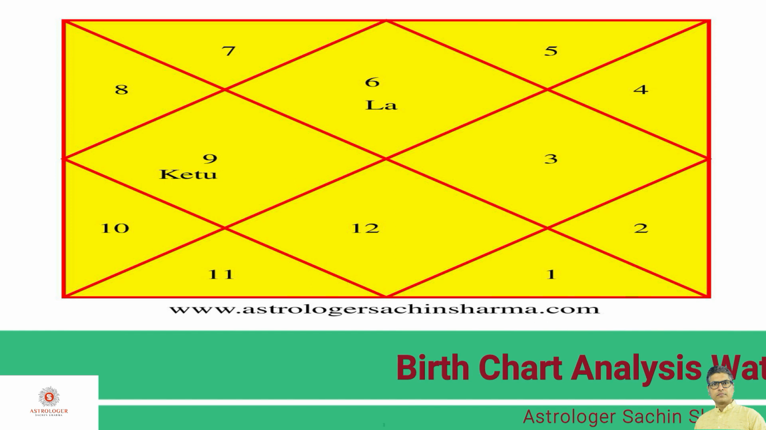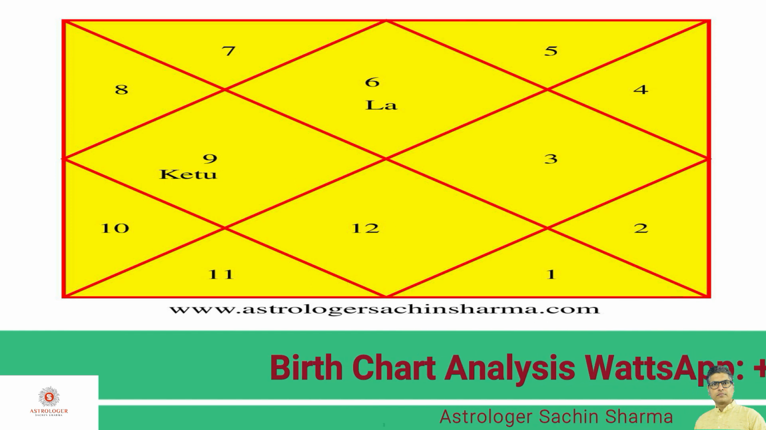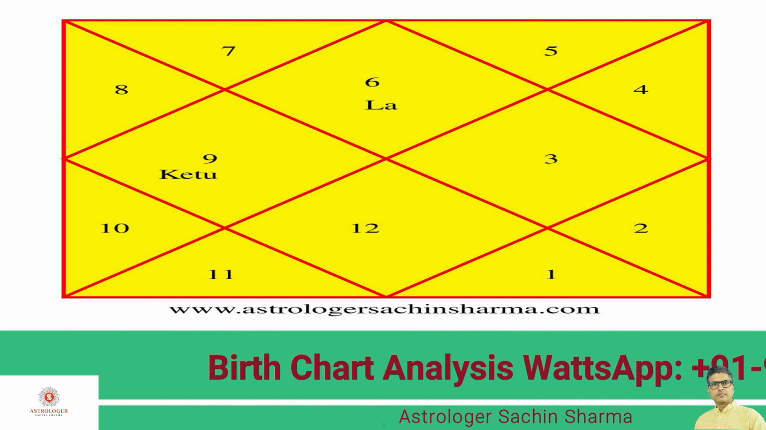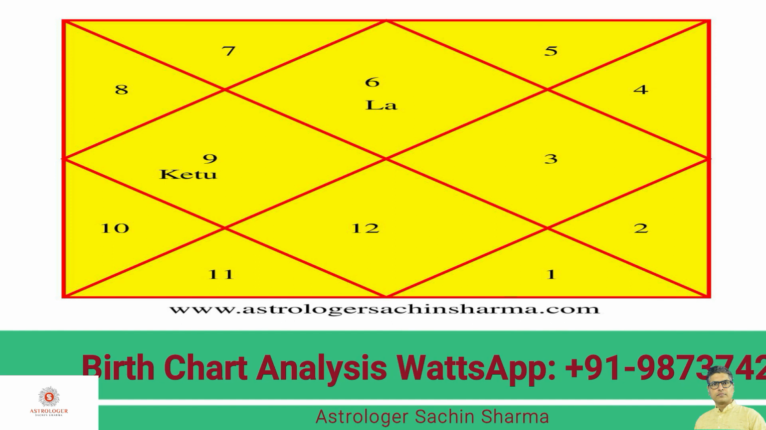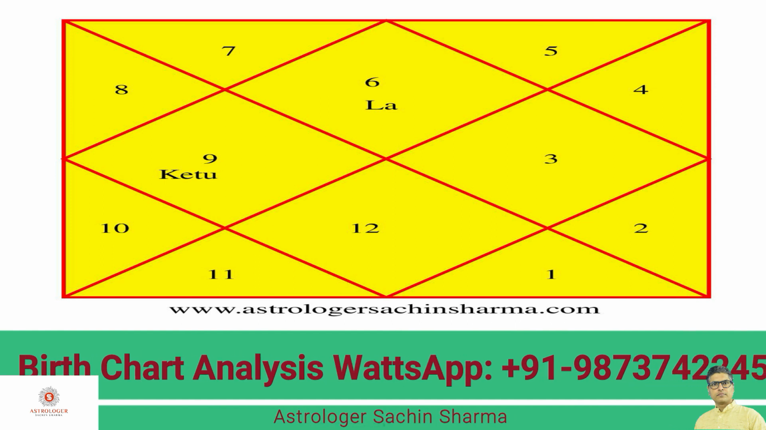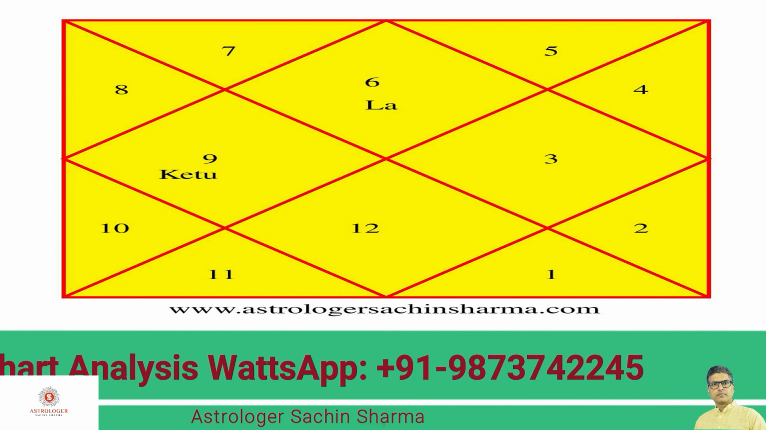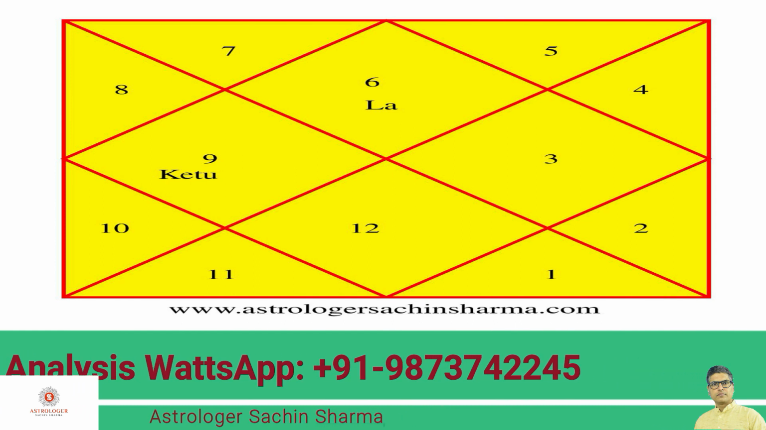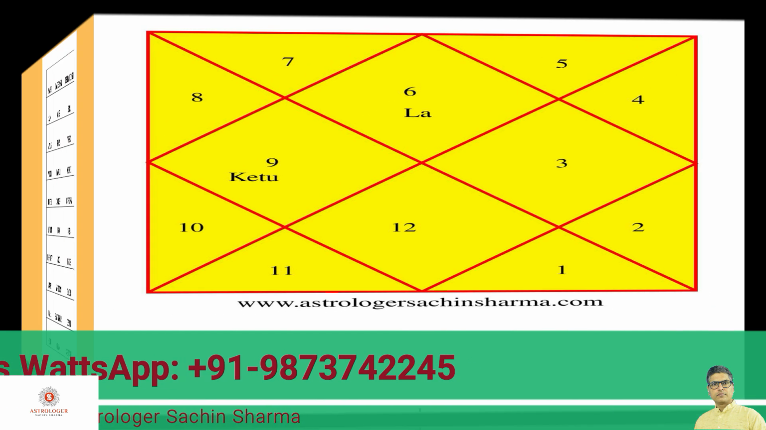For Sun, Libra is a debilitated sign. For Venus, Virgo is a debilitated sign. For Moon, Scorpio is a debilitated sign. For Jupiter, Capricorn is a debilitated sign. For Saturn, Aries is a debilitated sign. For Mercury, Pisces is a debilitated sign. For Mars, Cancer is a debilitated sign. And for Rahu, Gemini is a debilitated sign. And for Ketu, Sagittarius is a debilitated sign.